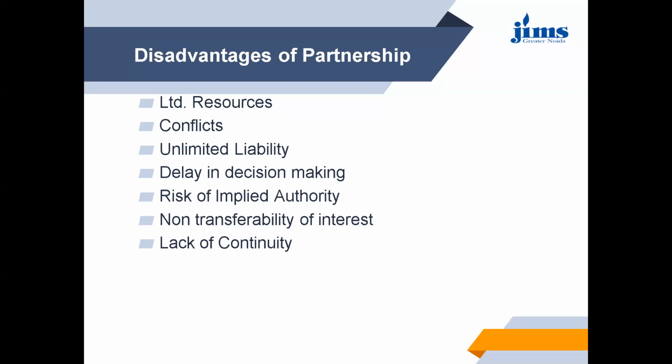to a joint stock company. Next is conflicts, which can be there because there can be so many partners. So they participate in the management of business. There can be differences in their capacity, in their foresightedness. So it may create conflicts among the partners.